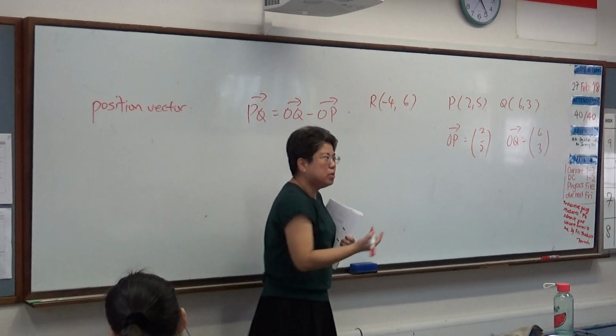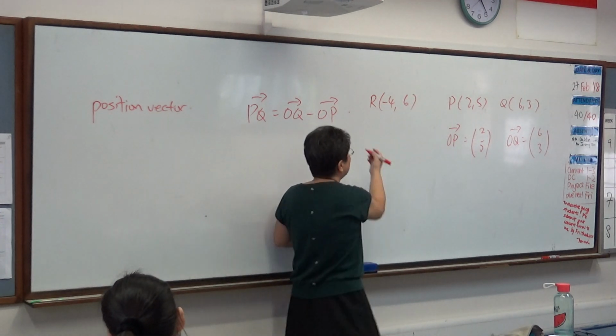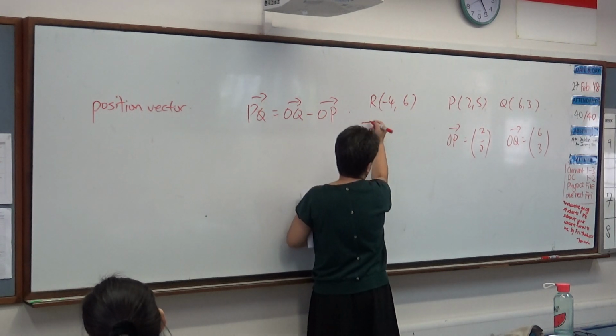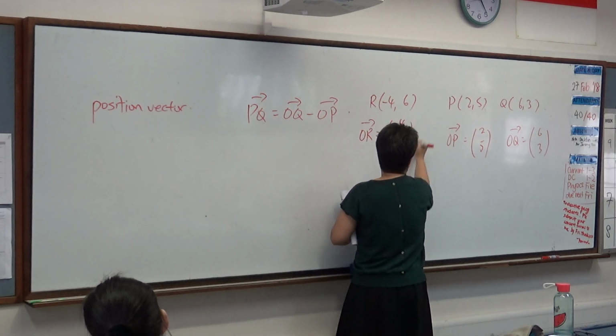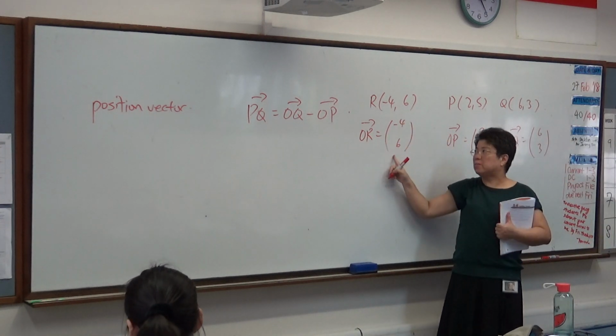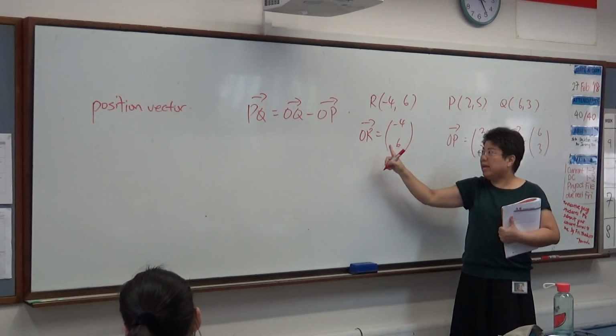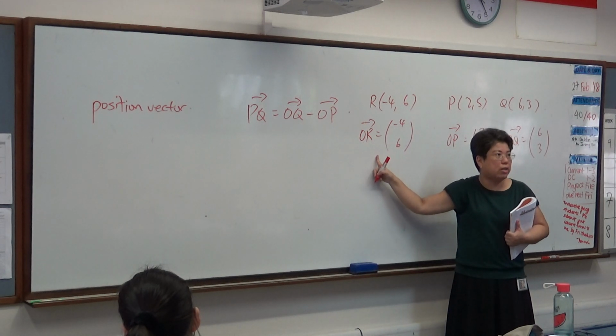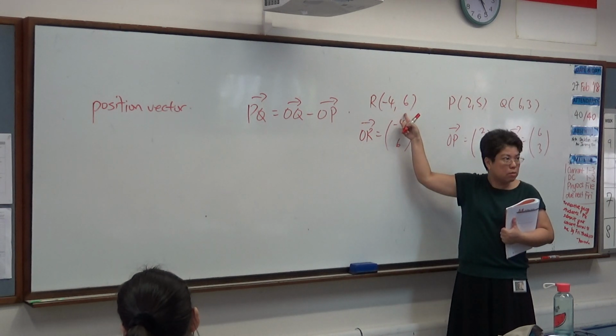What is the position vector of R? No, what must you write first? OR. It must be OR. It will be what? Negative 4, 6. Like that. Understand? So, if I give you this, I must be able to find this. If I give you this, I say what is the coordinate of R? You must be able to give me this.